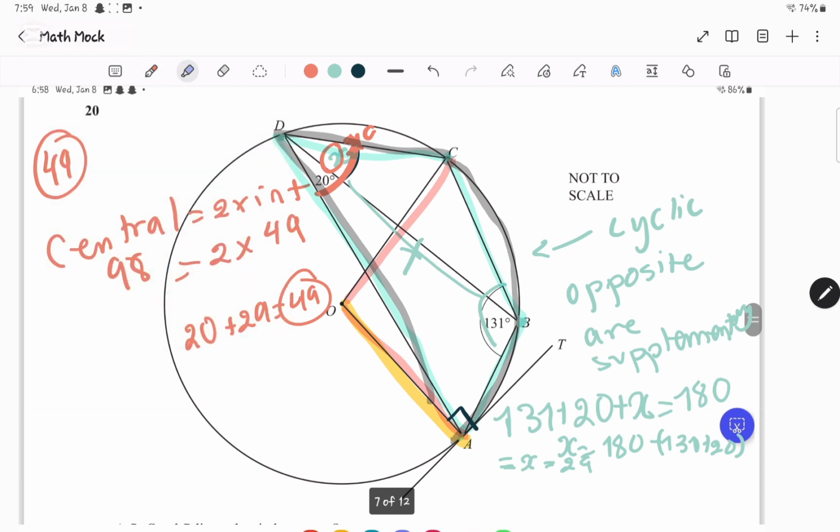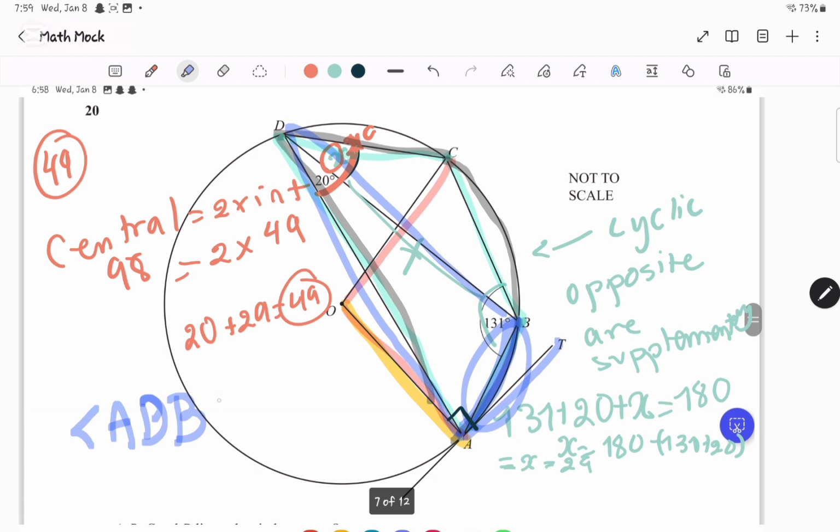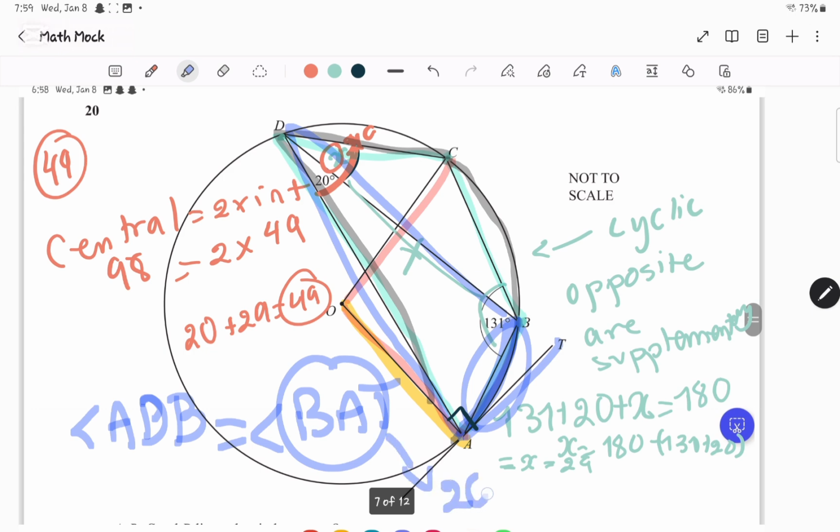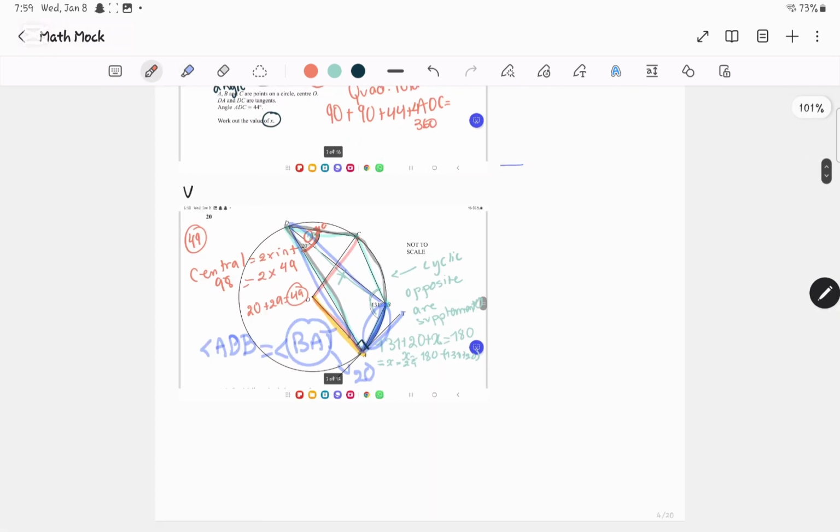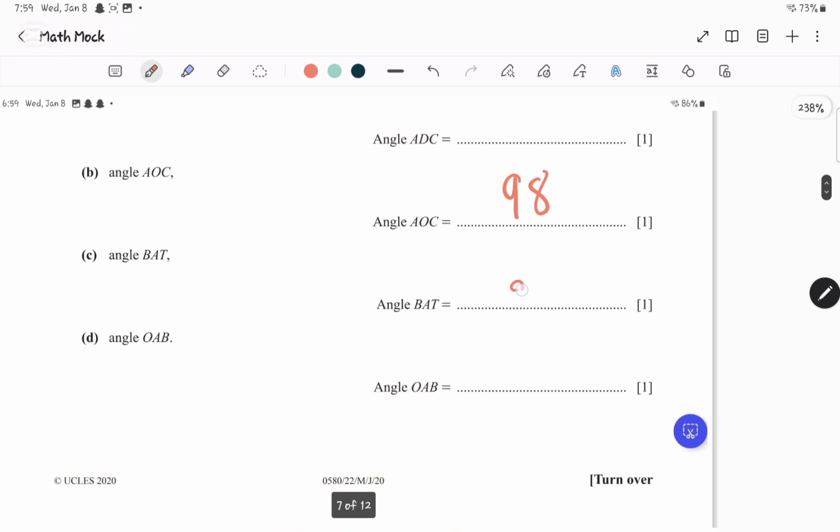this darker blue. So BAT, it is intercepting this arc. Because it is a tangent, we can say that it's intercepting this arc over here. But what's also intercepting this arc is angle ADB. So that means angle ADB, an interior angle, is equal to angle BAT. That means angle BAT is then 20. Alright? Why? Because they are intercepting the same arc.